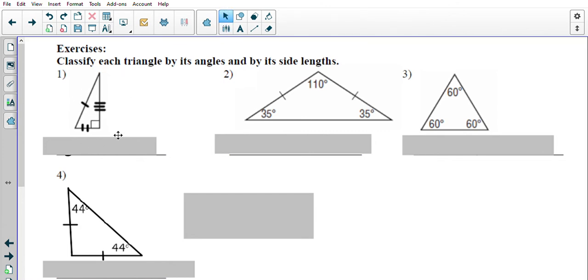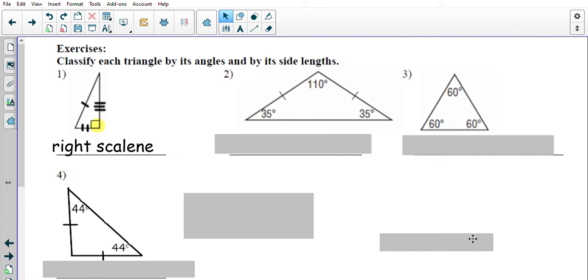So taking a look at number 1, I see a right angle in here, which tells me this is a right triangle. I see 3 different sets of tick marks, which also tells me that all 3 side lengths are different. This is a right scalene triangle. Now, if you say that it's a scalene right triangle, is that okay? Absolutely.